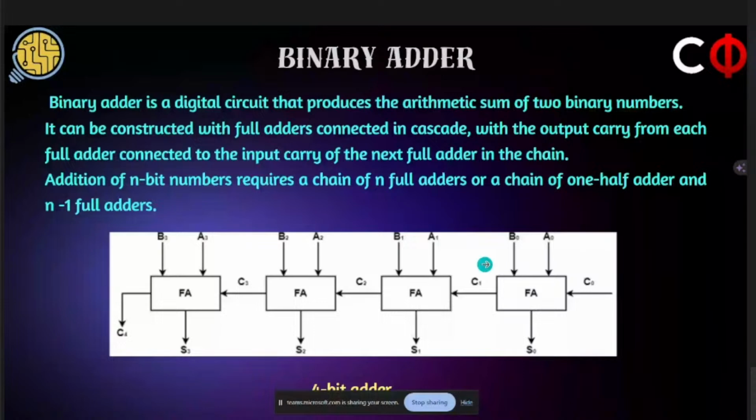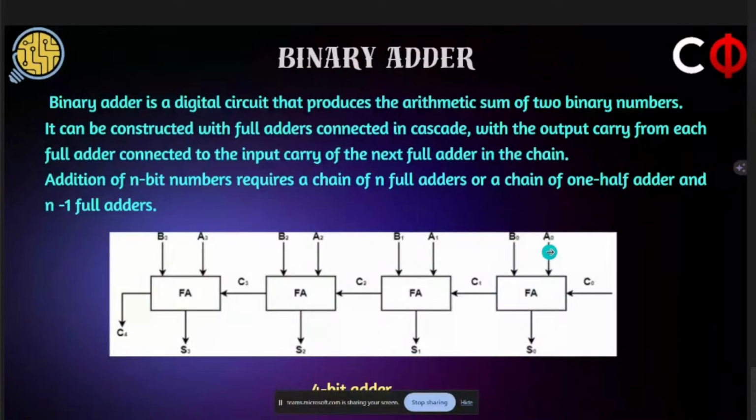So A0 will be the first bit of the first binary number and B0 will be the first bit of the second binary number. A1 will be the second bit of the first binary number. B1 will be the second bit of the second binary number, and the same pattern repeats. So we take the first bit of the two binary numbers and we add them together.